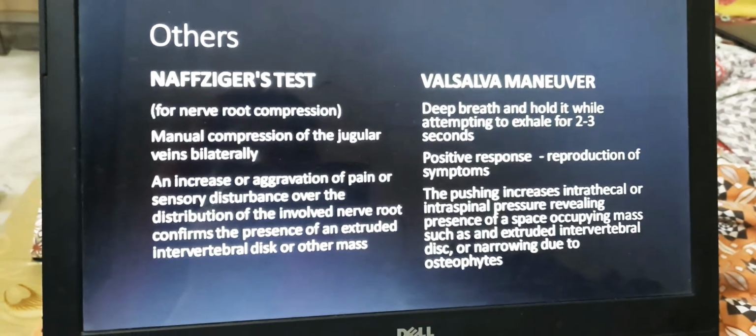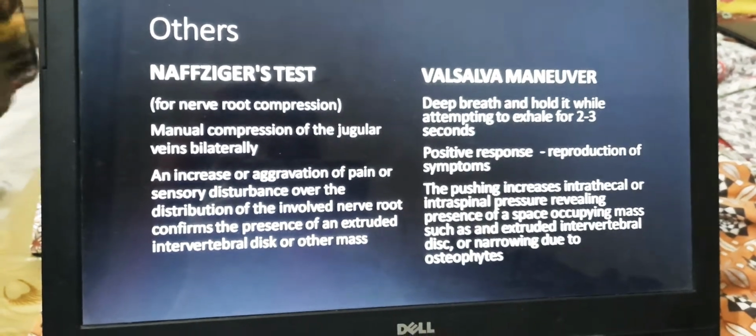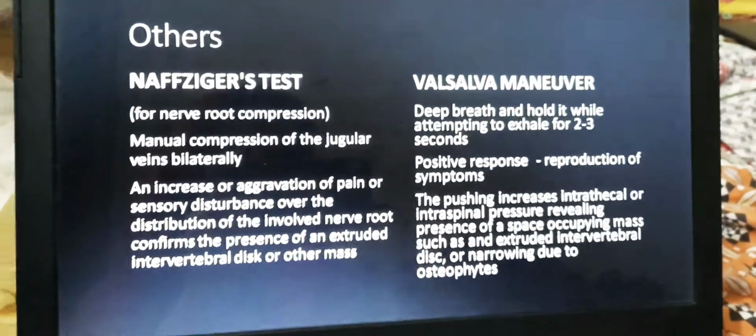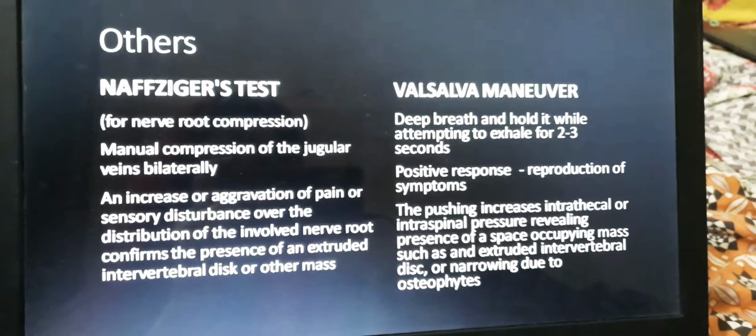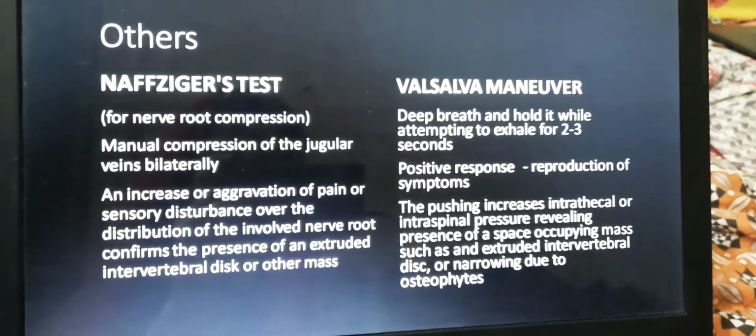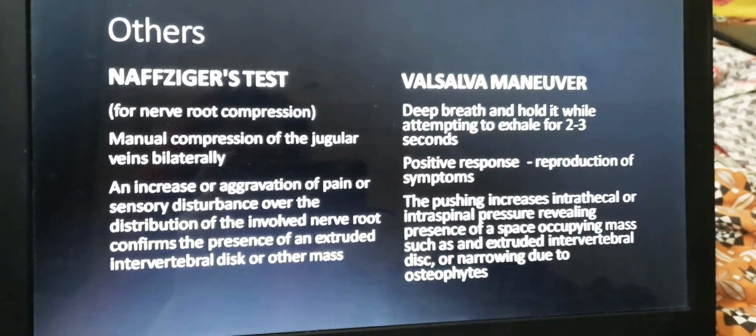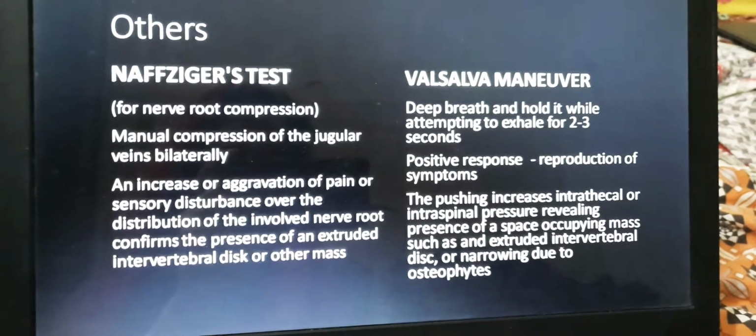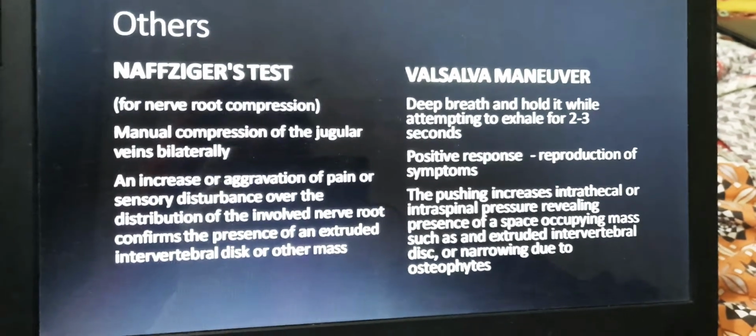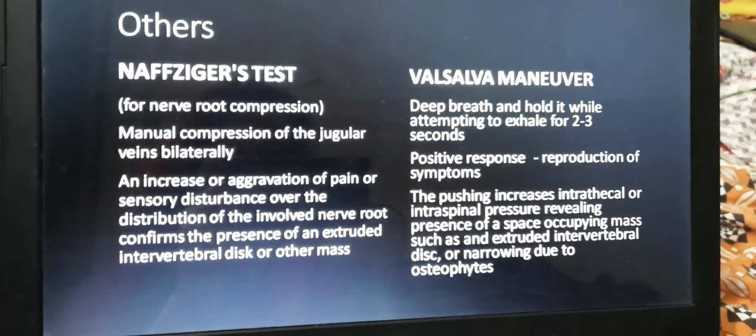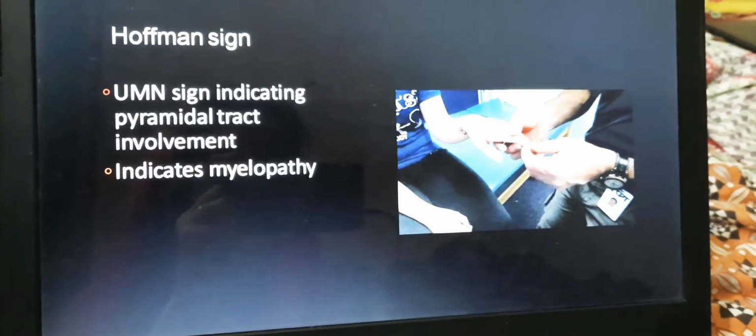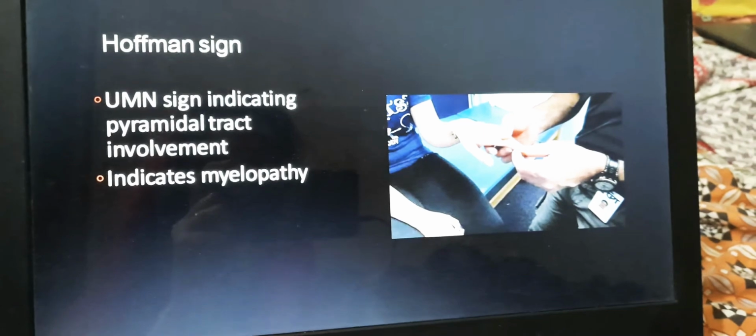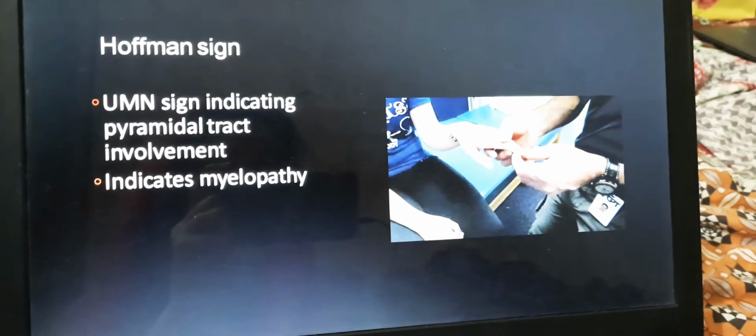Valsalva maneuver involves taking a deep breath and holding it while attempting to exhale for 2 to 3 seconds. A positive response involves the reproduction of symptoms. The pushing increases the intrathecal or intraspinal pressure, revealing the presence of a space-occupying mass, such as an extruded intervertebral disc or narrowing due to osteophytes. Hoffmann sign is an upper motor neuron sign, indicating pyramidal tract involvement and myelopathy.